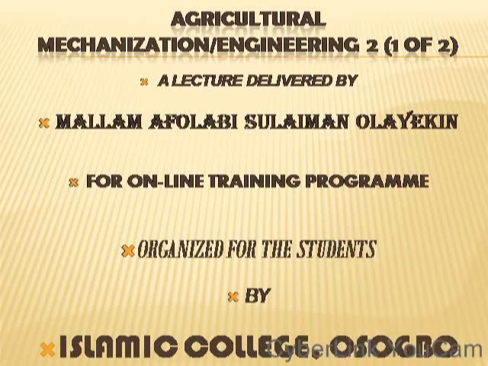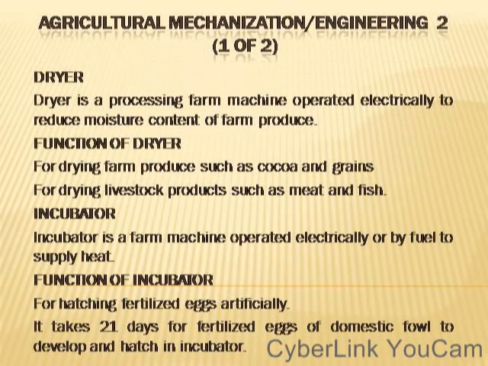Today the topic that we shall be looking at is agricultural mechanization slash engineering 2. Initially, or last week, we treated that of 1, but today is that of 2. So today's topic is also divided into 2. That is why we are having 1 of 2. Next week we are going to treat that of 2 of 2, which is going to be the concluding part. So the things that we are going to do today is farm machines like the dryer and the incubator.